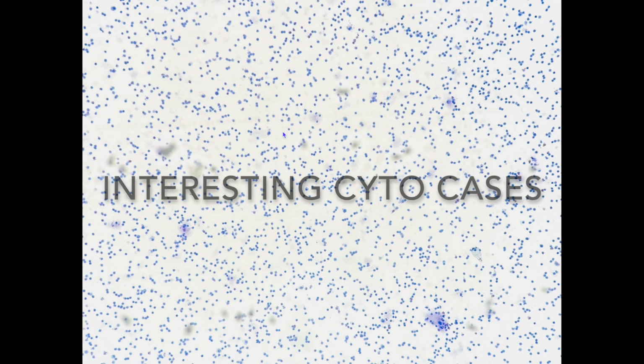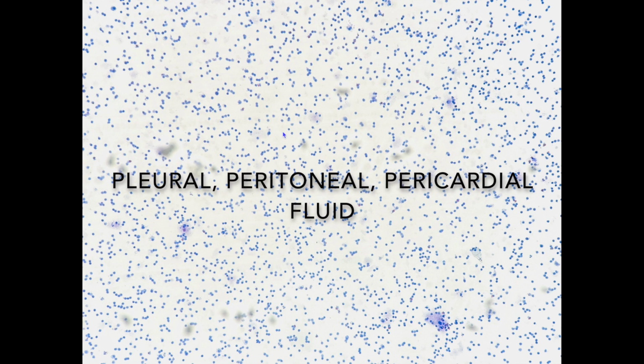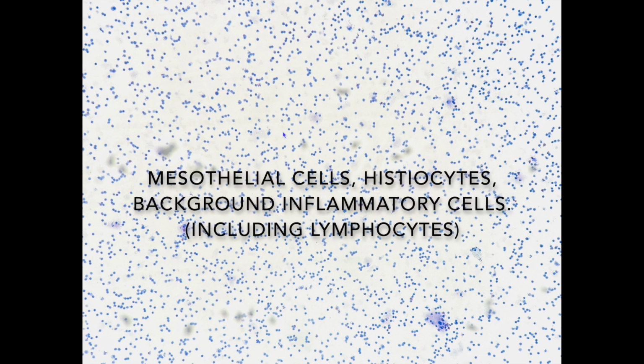Today we're going to talk about interesting cyto cases. First, we have pleural fluid, peritoneal fluid, and pericardial fluid. What will you see in cyto specimens? You'll see your normal components include mesothelial cells, histiocytes, and lymphocytes.